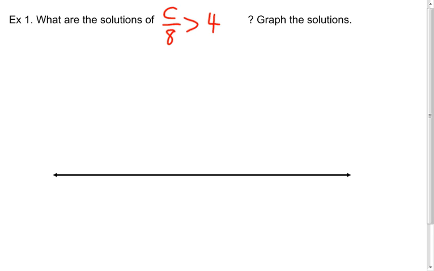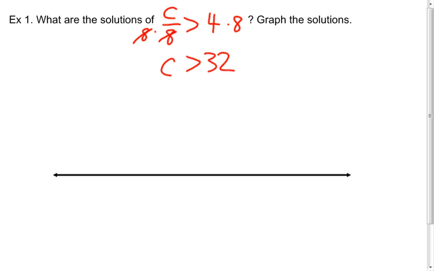In this problem, what are the solutions of c divided by 8 is greater than 4? C is my variable. It's being divided by 8. The inverse of dividing by 8 is multiplying by 8, so I need to do that to both sides. Multiplying by 8 and dividing by 8 cancel, and I get c is greater than 32.